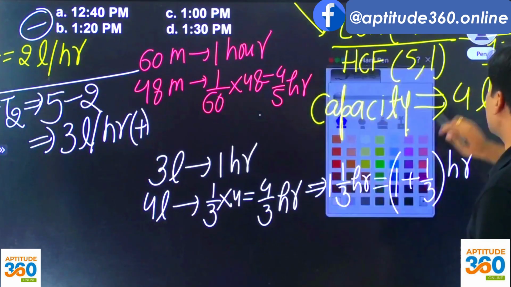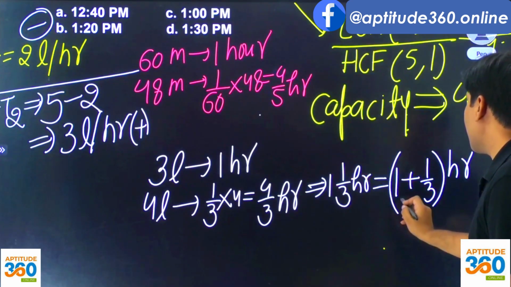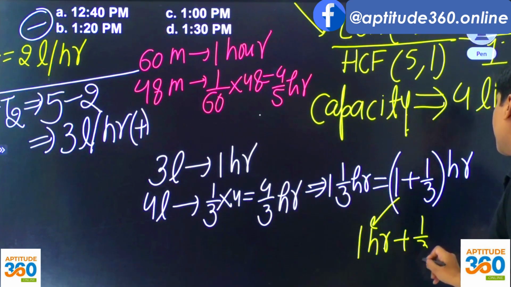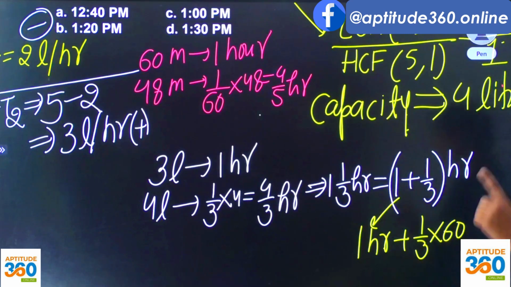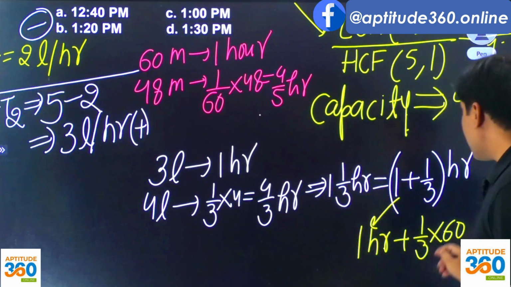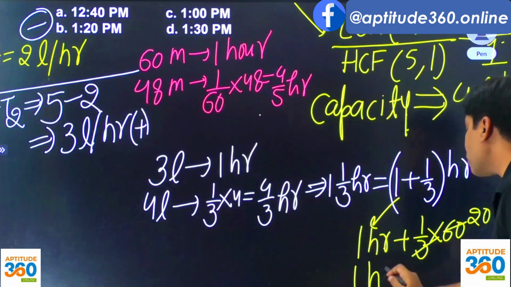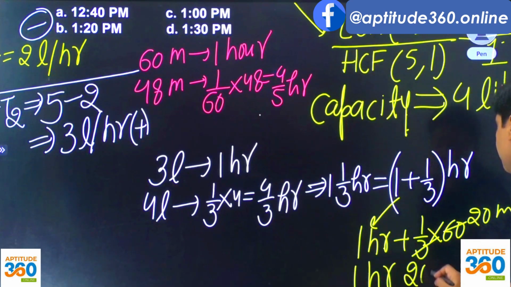So that one comes out as, this is 1 hour and this is 1 by 3 into 60 because 1 hour is equal to 60 minutes. So जब आप इसको सिंप्लीफाई करोगे तो बचेगा कितना? 20 minutes. So the answer is going to be 1 hour 20 minutes.